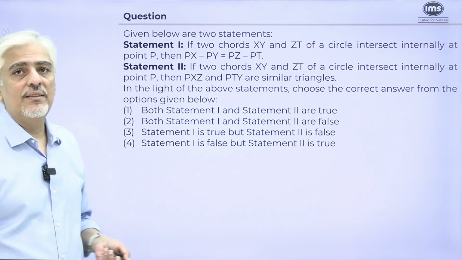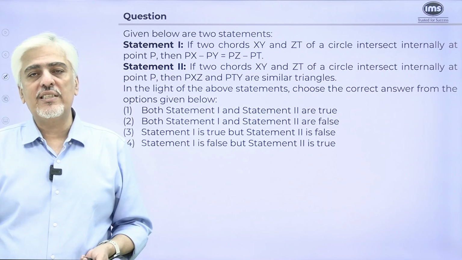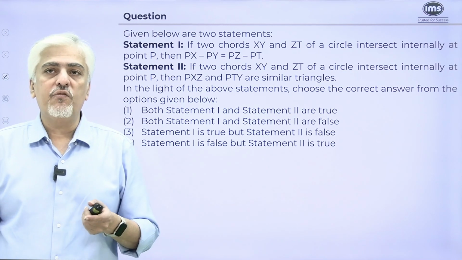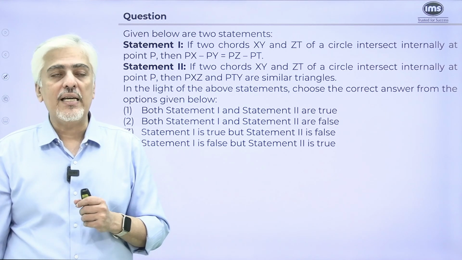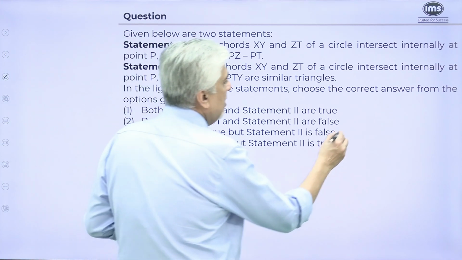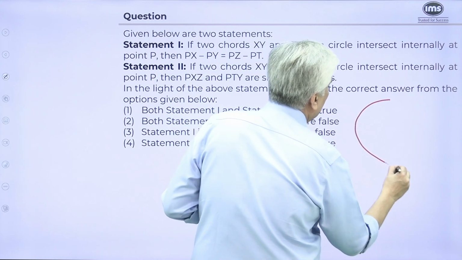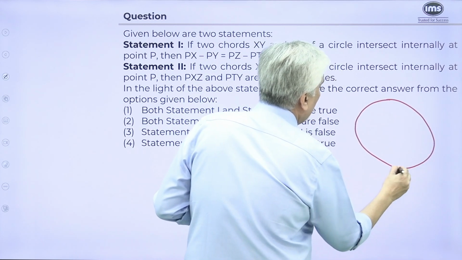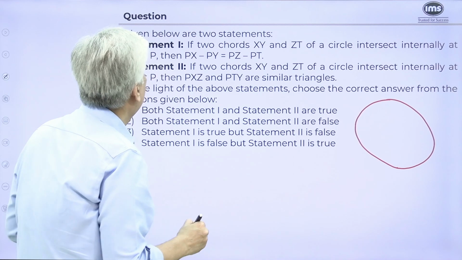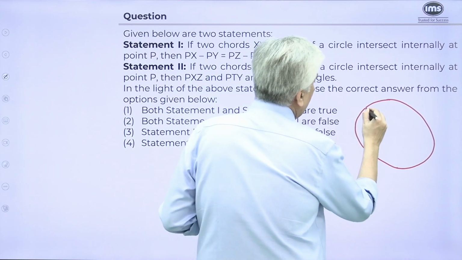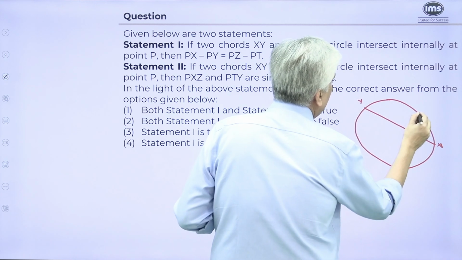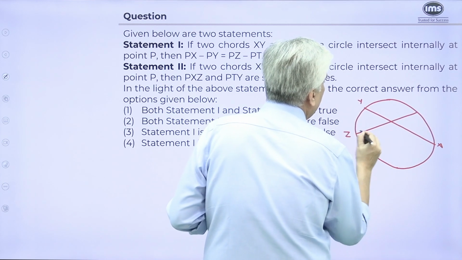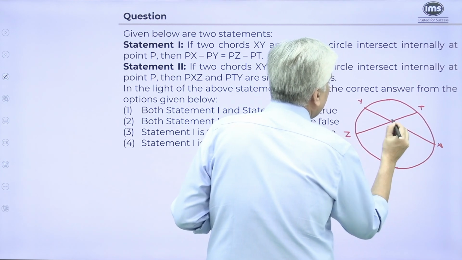Let's look at the next one. Given below are two statements, again data sufficiency. If two chords x, y and z, t of a circle intersect internally at point P. So let's draw a circle. So that's a circle. What have I said? Two chords x, y and z, t intersect at P.